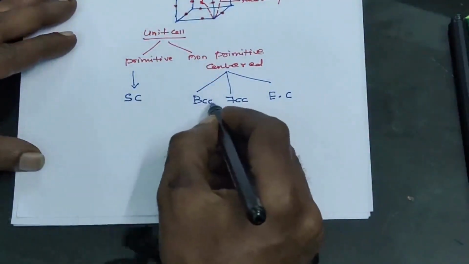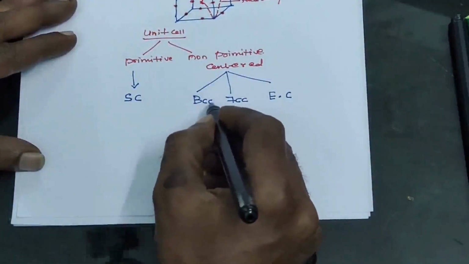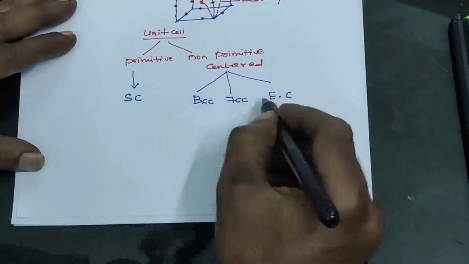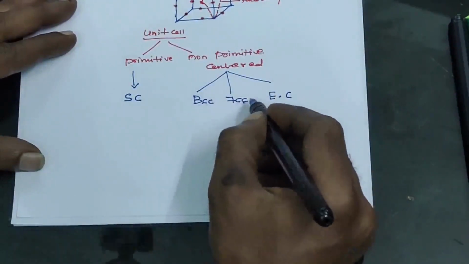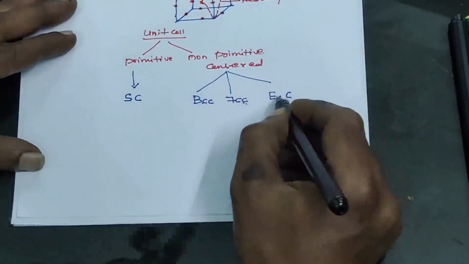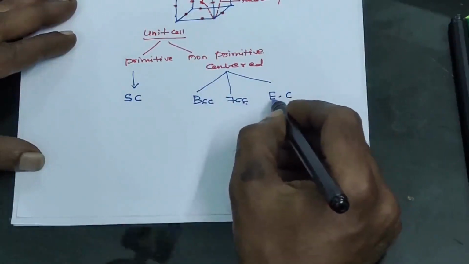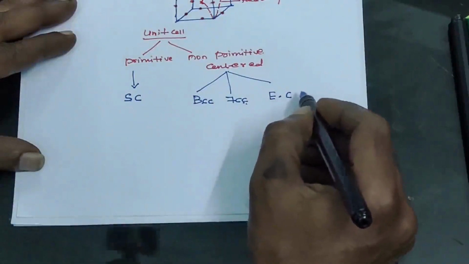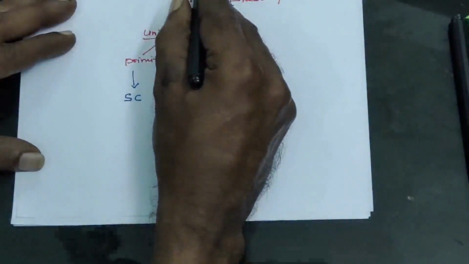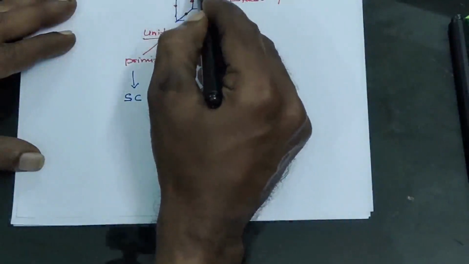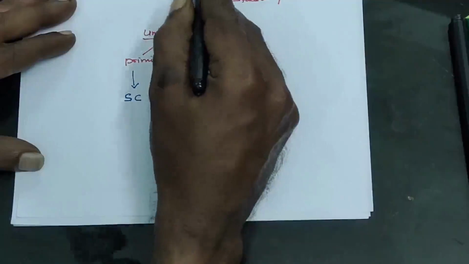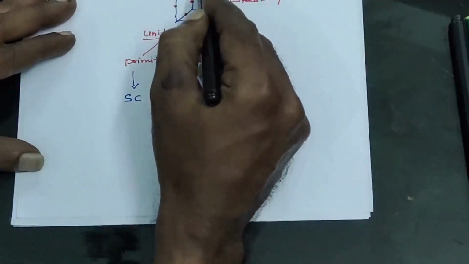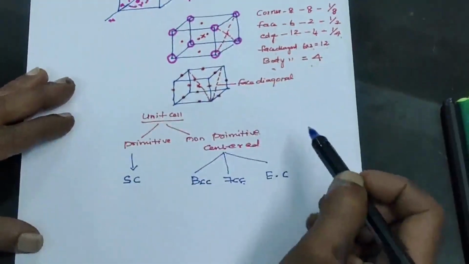In body centered, in addition to the corner, there is a particle at the center of the body. In face centered, in addition to the corner, there are particles at the faces. In end centered, in addition to the corner, one constituent particle is present at the center of any two opposite faces, that is end centered.